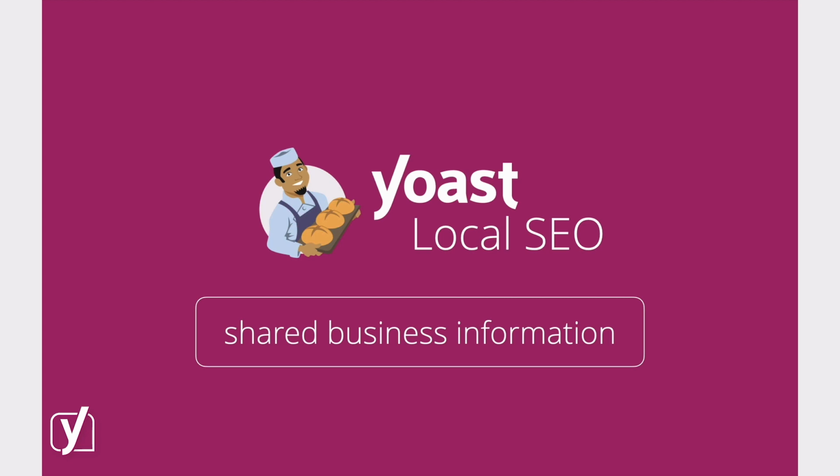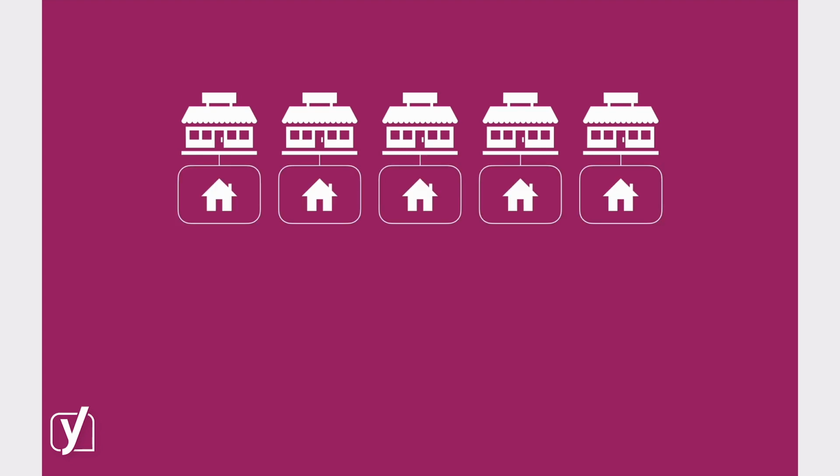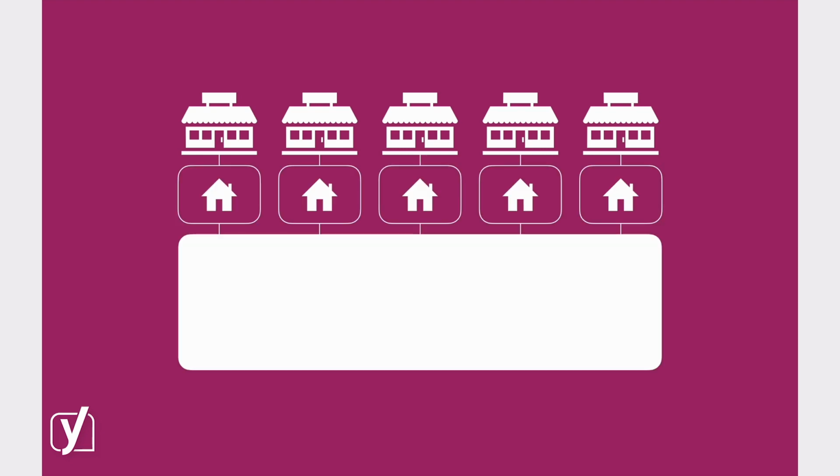This is information that applies to multiple locations of the same company. For example, let's say you have a bakery chain with 15 locations, and you have a page on your website for each of them. They may each have different addresses, but they share the same organization type, in this case, bakery, the email address, a central phone number, and the same opening hours.